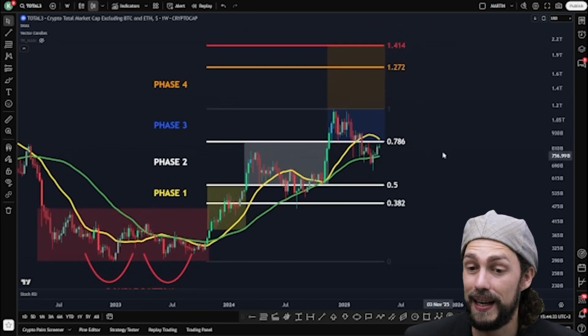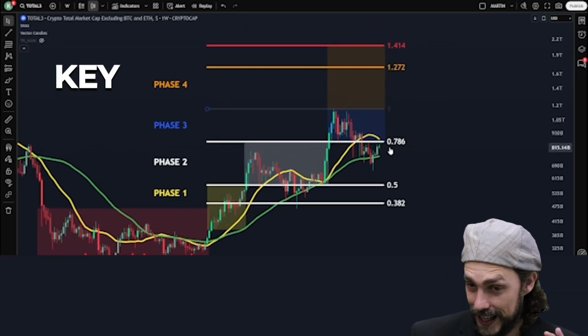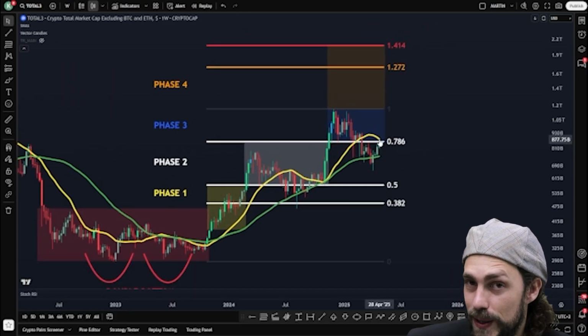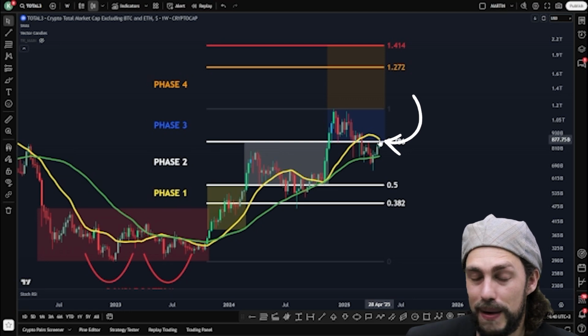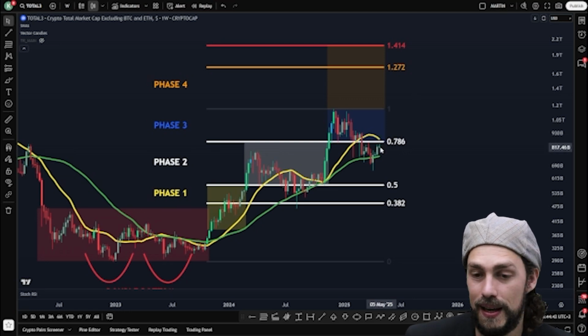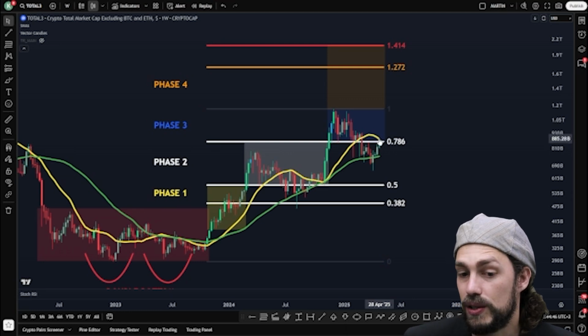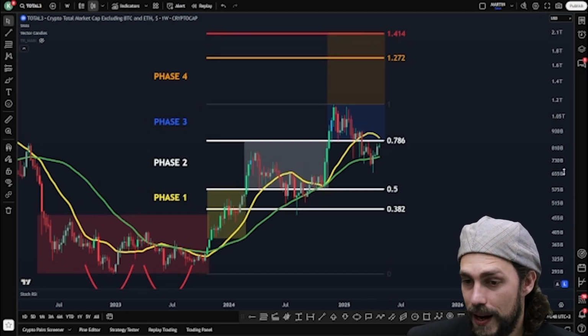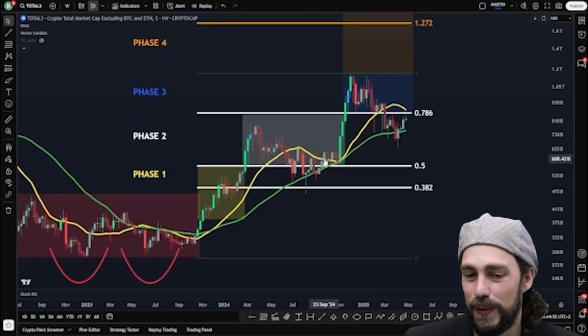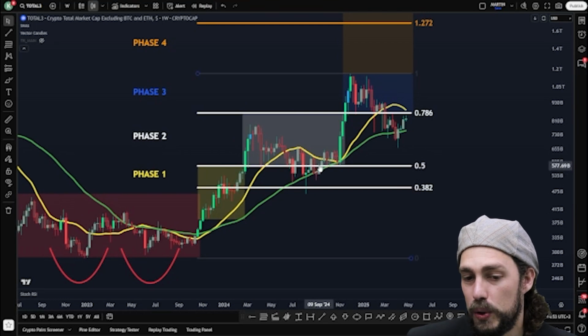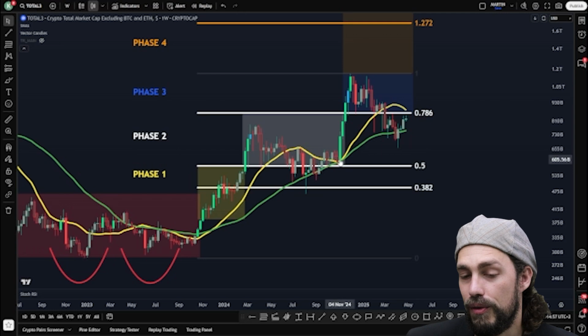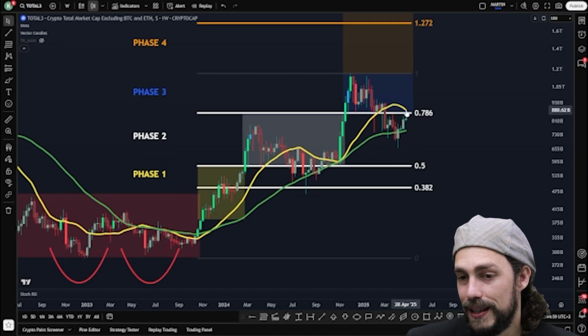So if this were to play out, I'm watching a key level here, the 0.786, which is also aligned with the 21 SMA sitting at roughly $877 billion. I would like us to break past this 21 SMA and start holding this support. I would be expecting something similar to what we saw in our previous cycle, where we push past this yellow line and build support on top of it for a final push higher. So I'm looking at this yellow line.